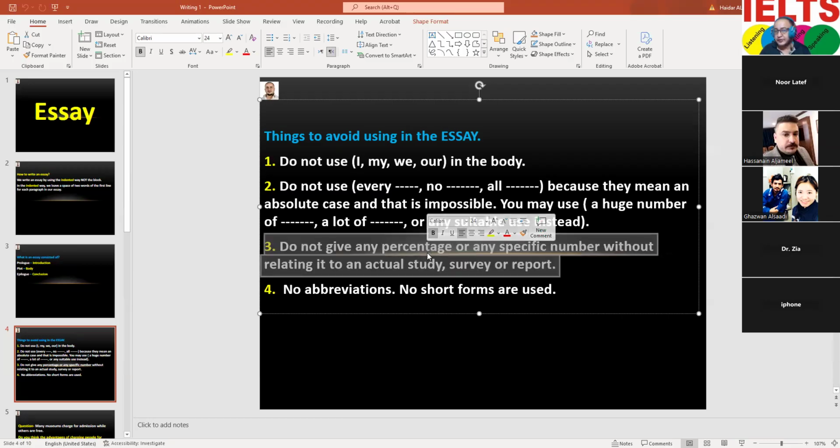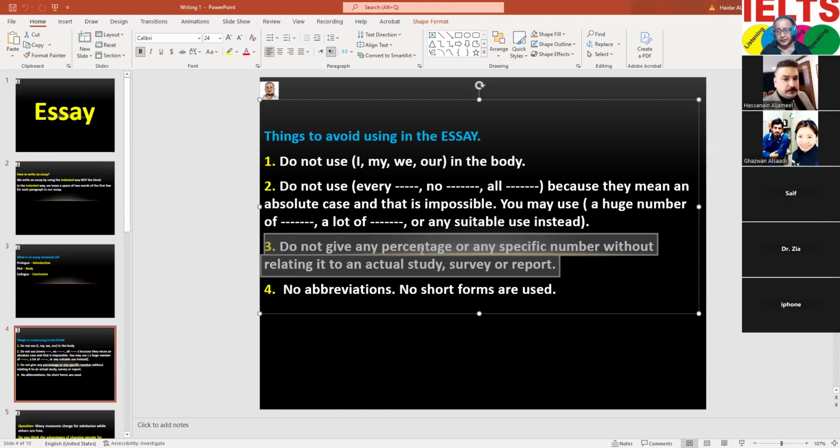I am not talking about details. I am talking about numbers or percentages. For example, you cannot say 90% of Iraqis. How do you know it is 90? Can you prove that it is 90? Got the idea, Mr. Ghazwan? Clear? Clear, doctor. Okay. This is the meaning of point number 3.